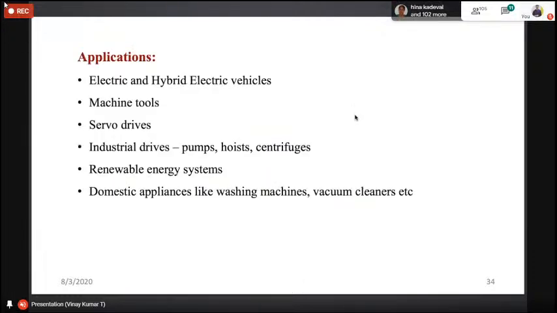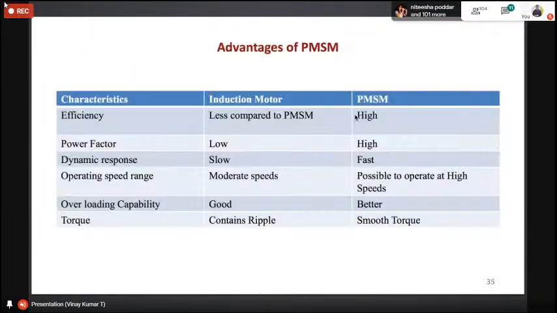These are all the applications of PMSM: electric and hybrid electric vehicles you can select. Next, machine tools, servo drives, industrial drives, pumping, centrifugal, and renewable energy systems like wind turbines you can use. Domestic applications like washing machines and vacuum cleaners you can also use. So this is the comparison between induction machine and PMSM.